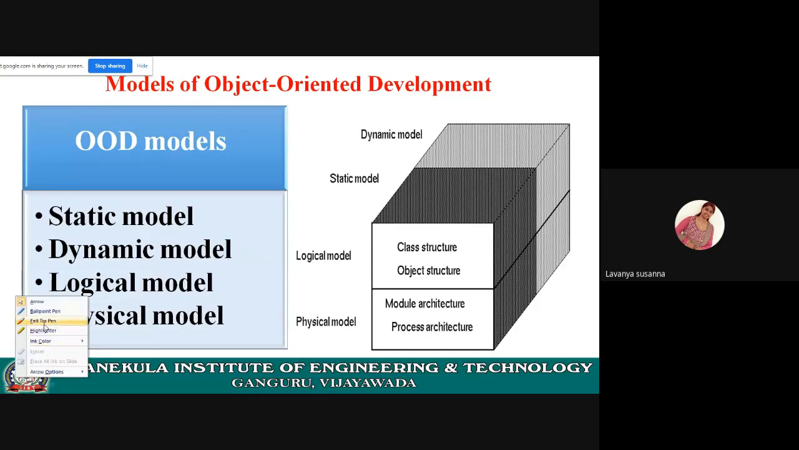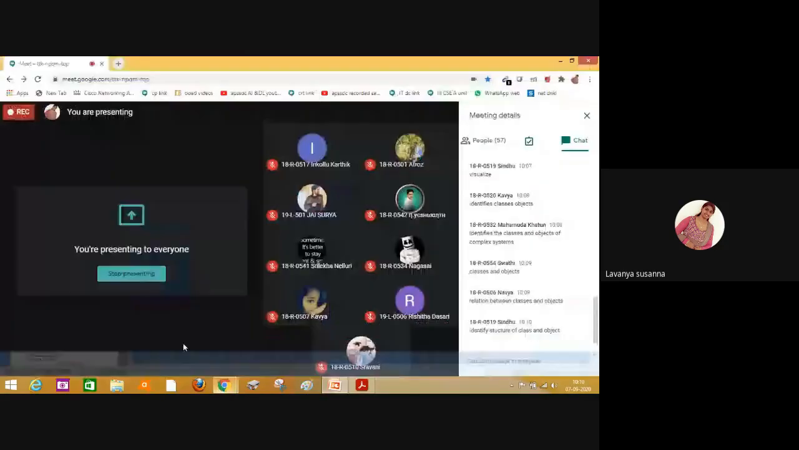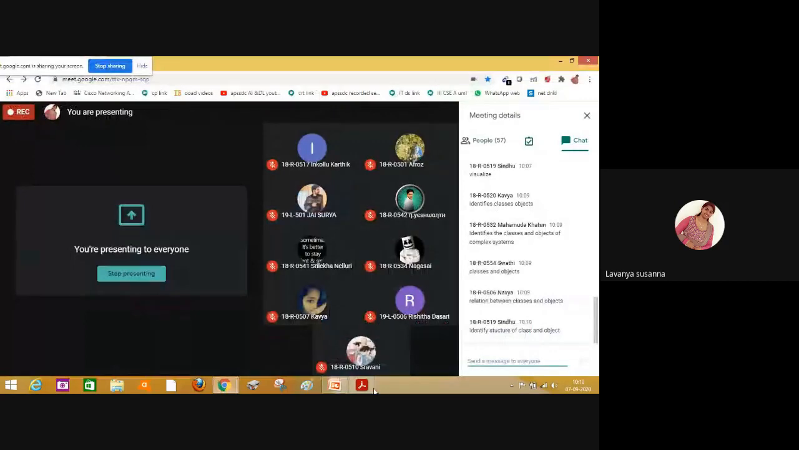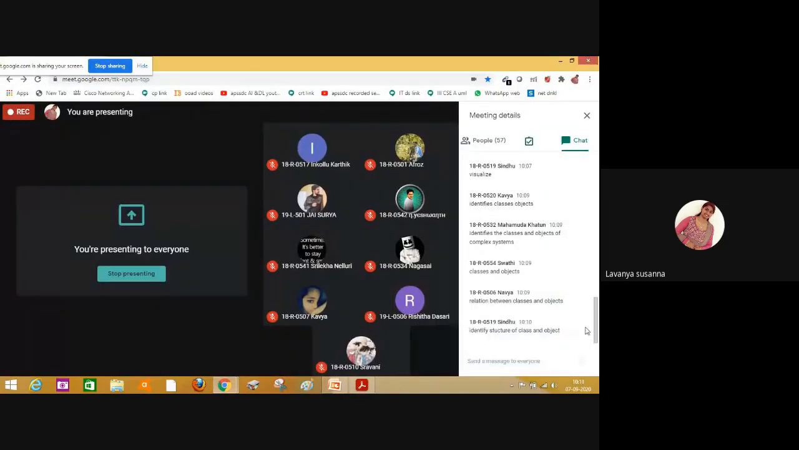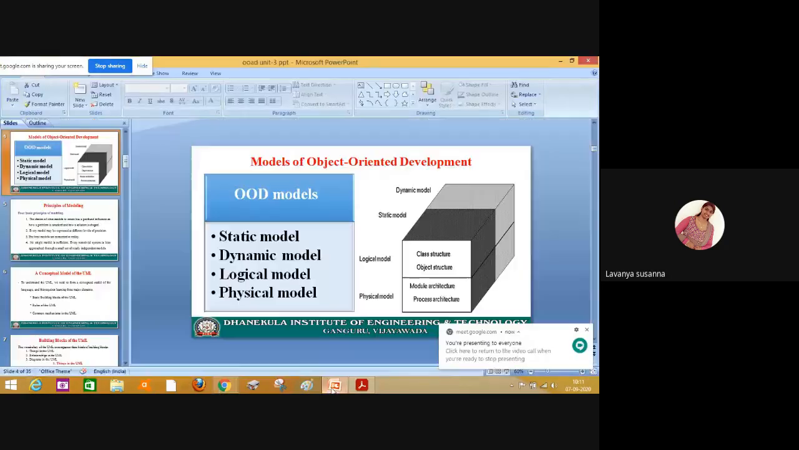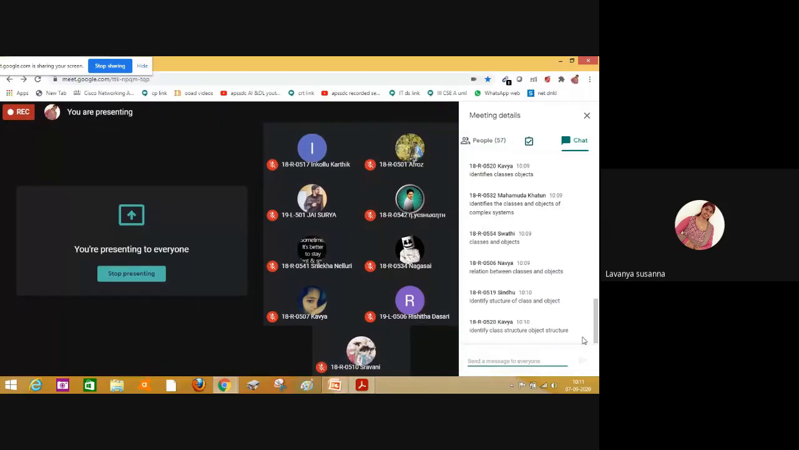What is the static model? Please answer. I'm not explaining this. Please answer. Already you know all those things. I request students to answer. I'm not explaining all those things, already completed. Just answer my question. Static model, what does it represent? Please memorize all those things. I'm not explaining this model, already it is completed.